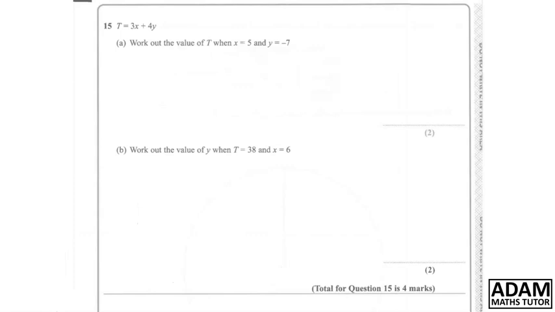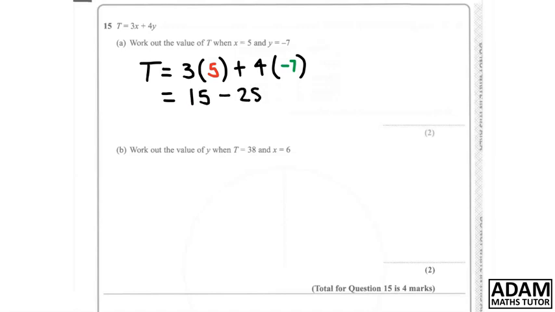Question 15. T equals 3x plus 4y. Part A. Work out the value of t when x is equal to 5 and y is equal to negative 7. So t is equal to 3 lots of x, which is 5, plus 4 lots of y, which is negative 7. So t would be equal to 15, take away 28, which is equal to negative 13.